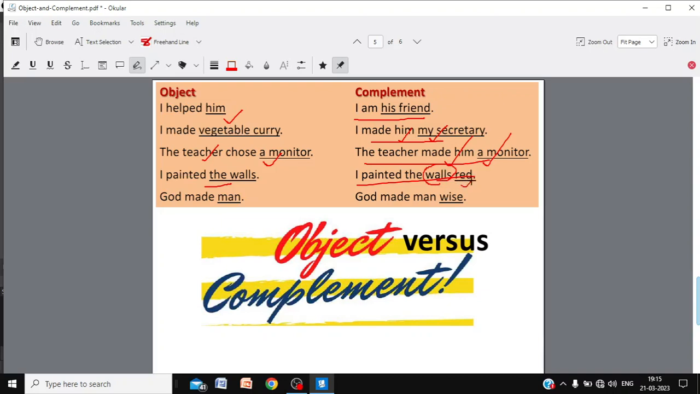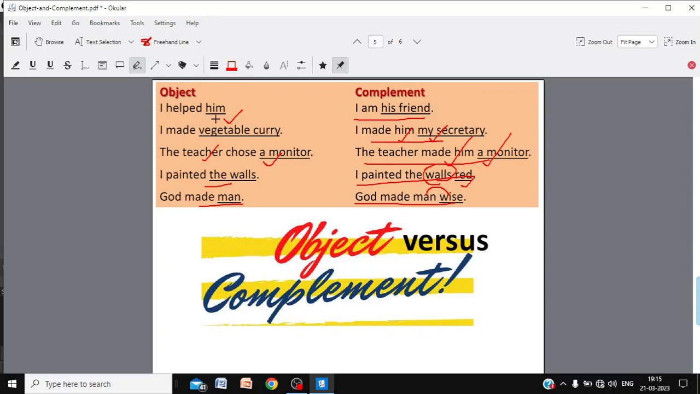The painting was red in color. God made man. God and man are two different things. God made man wise. It describes the man. He made him wise. So this is the difference between object and complement. The effect of the action will be suffered by the object but not by the complement.